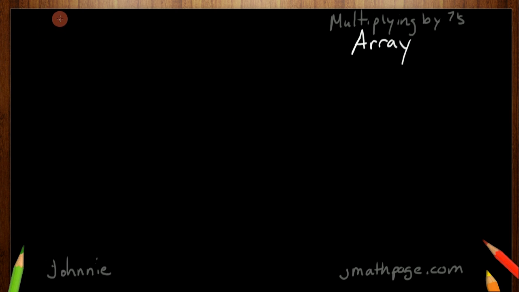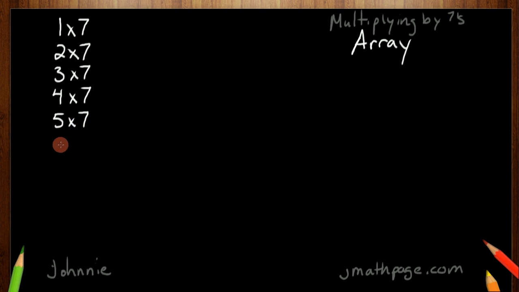Maybe you've seen these before. 1 times 7, 2 times 7, 3 times 7, 4 times 7, 5 times 7, 6 times 7, 7 times 7, 8 times 7, 9 times 7, and 10 times 7. Now this is your 7's table, right? And it might be really good to memorize them, but it might also be useful to think about them in terms of what an array can help us to understand about the multiplication.